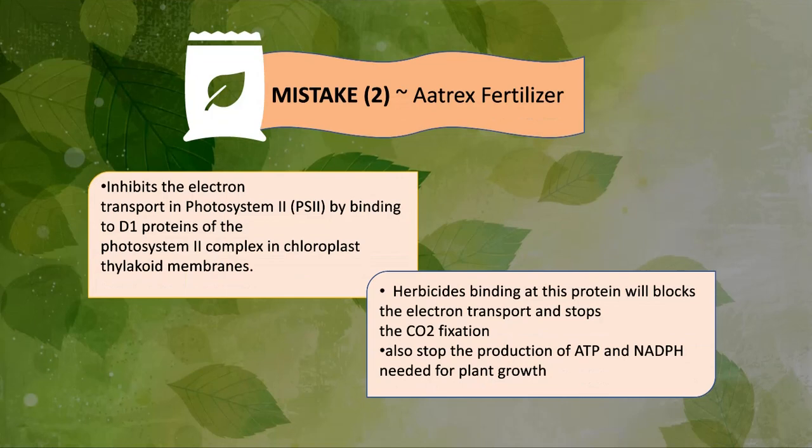Next, for mistake 2, where she used Atrax fertilizer. This fertilizer will inhibit the electron transport in photosystem 2 by binding to the D1 proteins of the photosystem 2 complex in the chloroplast thylakoid membranes. Herbicides binding at this protein will block the electron transport and stop the carbon dioxide fixation. It also stops the production of ATP and NADPH needed for plant growth.